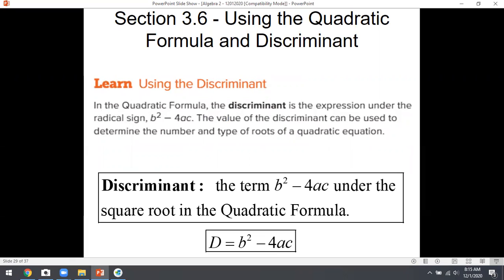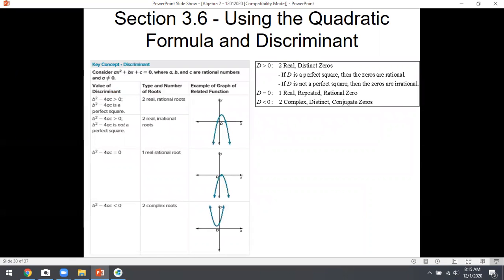The discriminant is the stuff under the square root. And this little table up here, this is gold right here. I don't think I'll put this up on the test, but you do get to use your notes. So if you want to write that down somewhere in your notes, you can say, oh, okay, I can just look that up real quick.